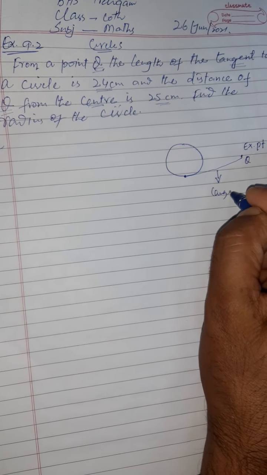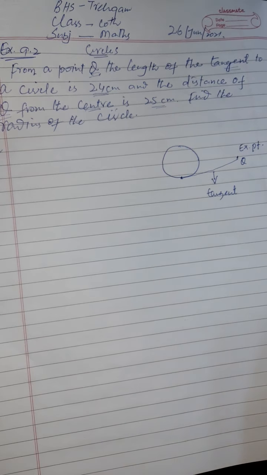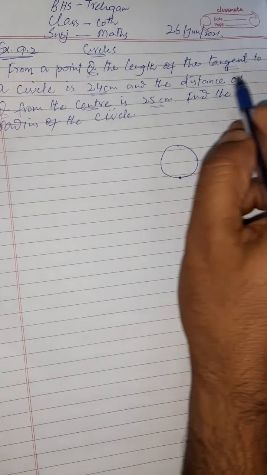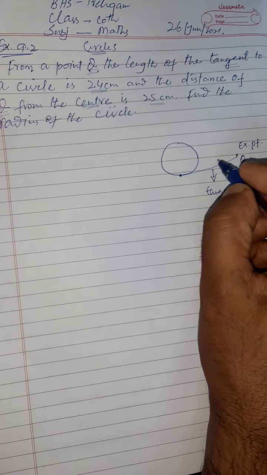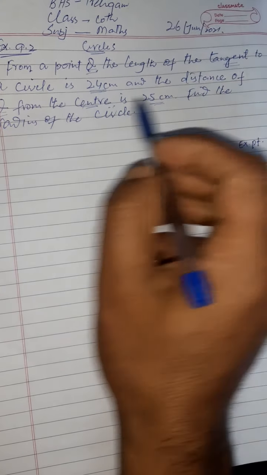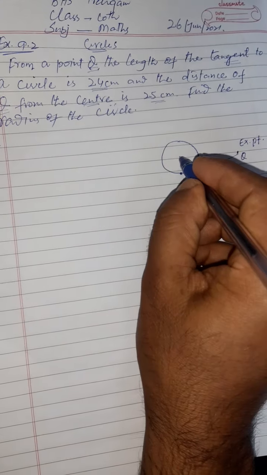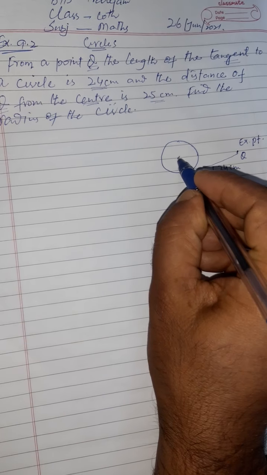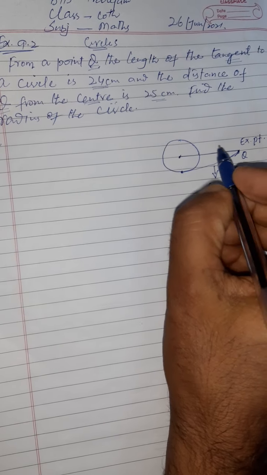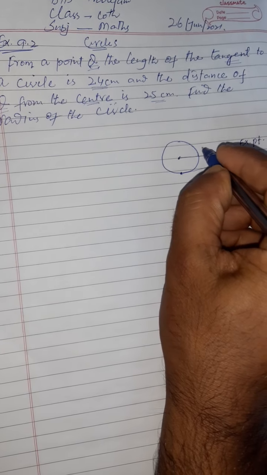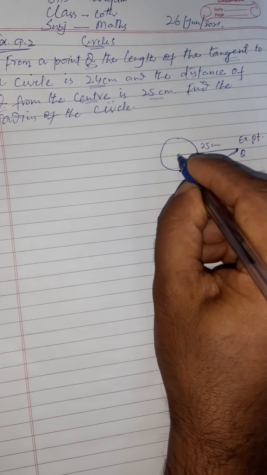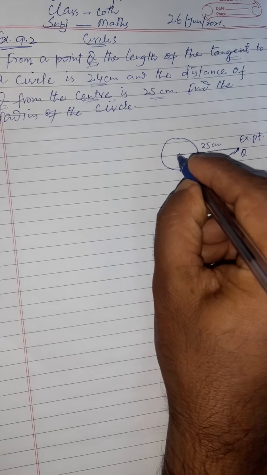As you are aware about the tangent, it is a line which touches the circle at one point, and the length of the tangent to a circle is given, and it is equal to 24 centimeter. And then the distance of Q from the center, let's take this as the center of the circle, this distance is equal to 25 centimeter. It is like this. And this is the radius of the circle that we have to find.